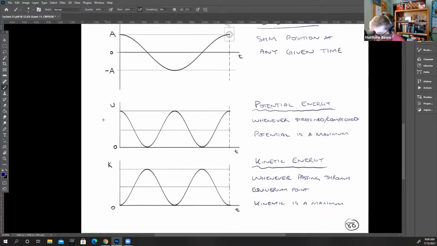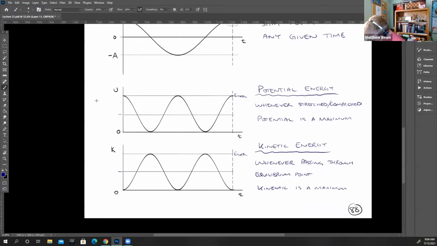And I'll put over here, right here is E total. E total. And right here in the middle, that is the average. That's just half of E total. This is K average.